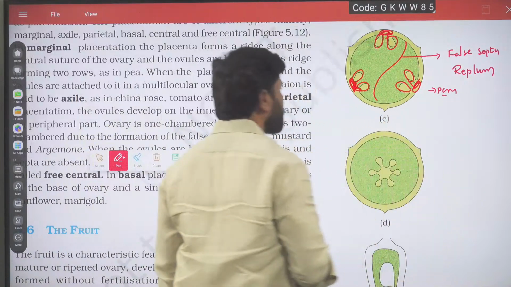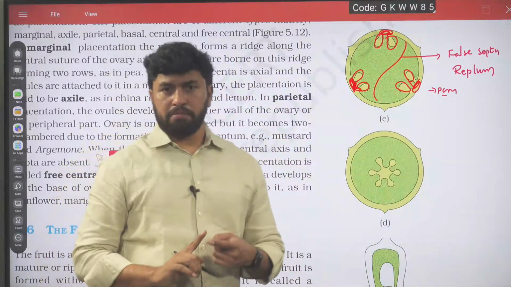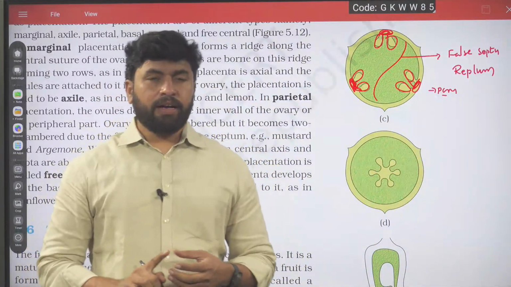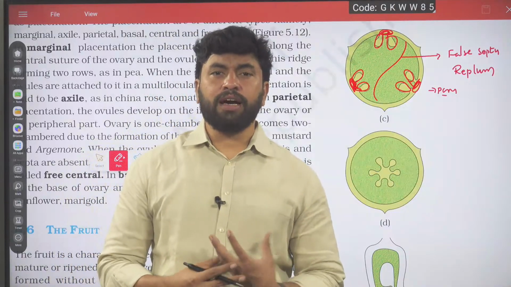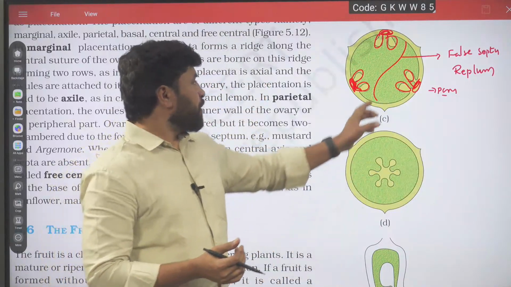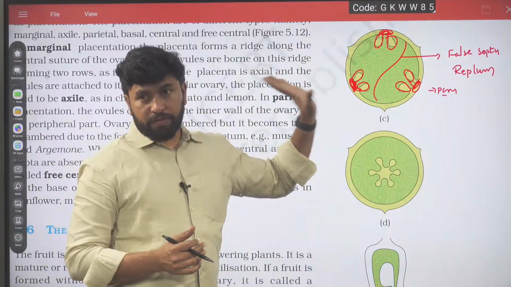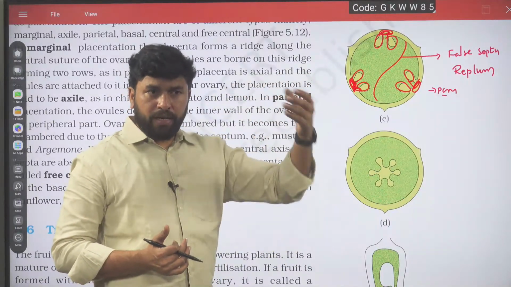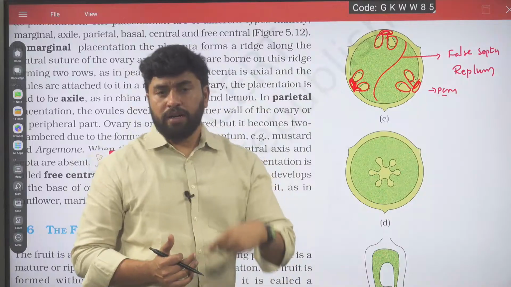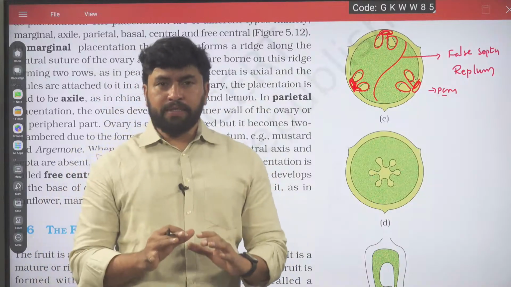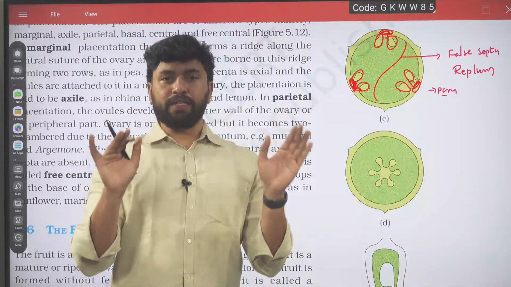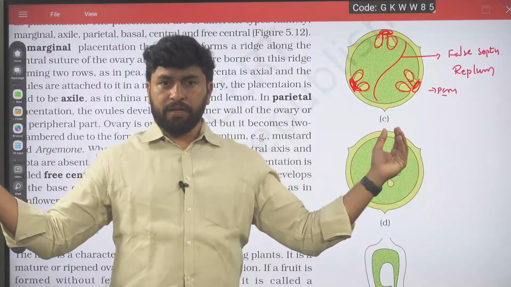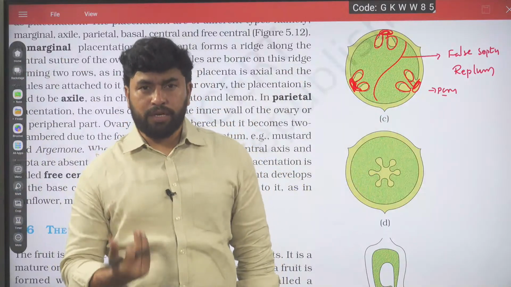The best examples of parietal placentation are the mustard family and also Argemone. Mustard and Argemone have parietal placentation. Be careful. Parietal placentation is initially unilocular, later it becomes multilocular, and there is a presence of placenta at the peripheral side. From the periphery to the center, ovules start to develop.